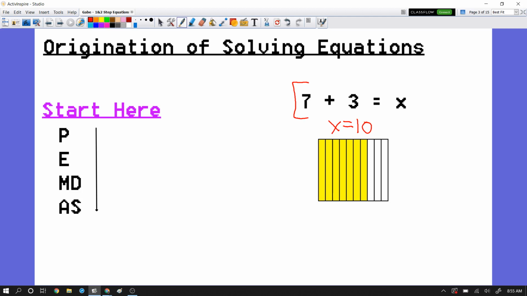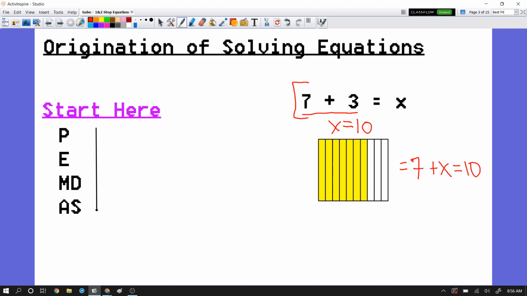This was the process we went through. Were there parentheses? No. Were there exponents? No. Was there multiplication or division? No. Was there addition or subtraction? Yes, addition. That's what we did first. Simplified it. We got 10. 10 equals X. The reason that I put this here is because I want you to see that this says 7 plus X equals 10.